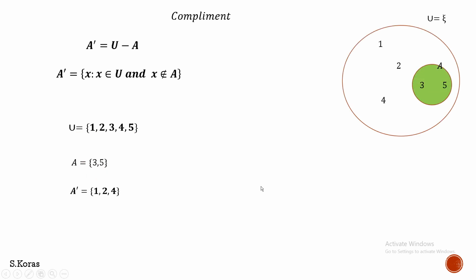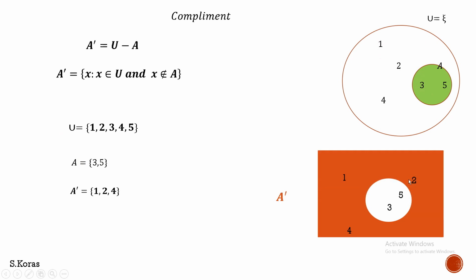If we see here, this is our A set, which is a subset inside the universal set. Here 1, 2, 3, 4, 5 is our universal set, and our A set is 3, 5. So our A dash will be this place, that is 1, 2, 4. If we mark it, it will be like this, right? So this is our A set, the whole thing is our universal set, and 1, 2, 4 is our A dash or complement set.